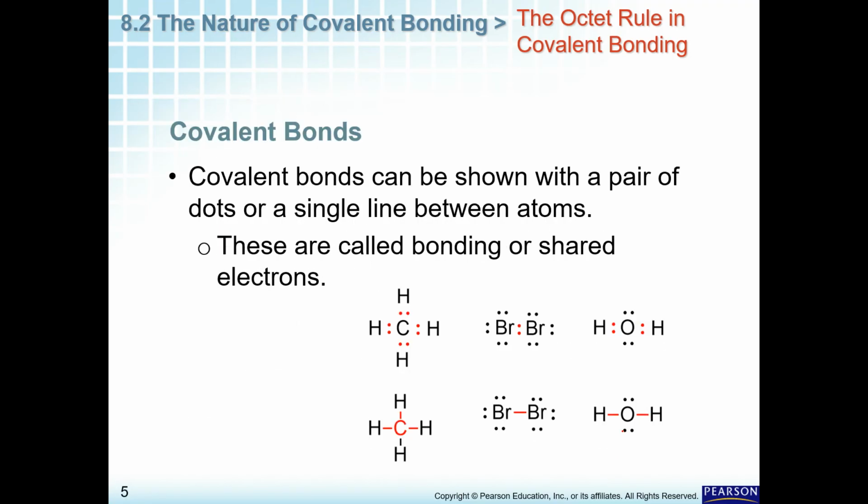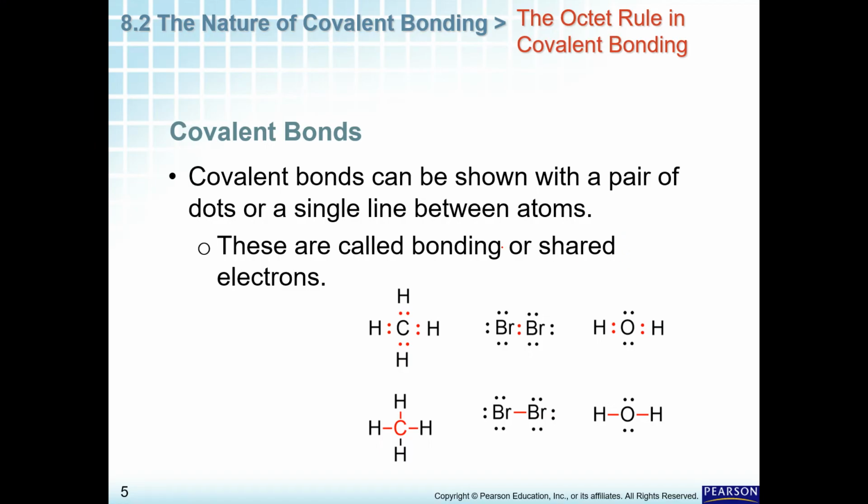Now, covalent bonds can be shown a lot of different ways. One way that we can show them is with a pair of dots. So here in red, we see that this carbon is sharing 2 electrons with this hydrogen. Over here, this bromine is sharing 2 electrons with this bromine in order for all of them to have 8. Even over here, this oxygen is sharing 2 electrons with hydrogen, so oxygen has 8, and then hydrogen has 2, and that's okay. We just talked about on the last slide, it's okay if it has 2.